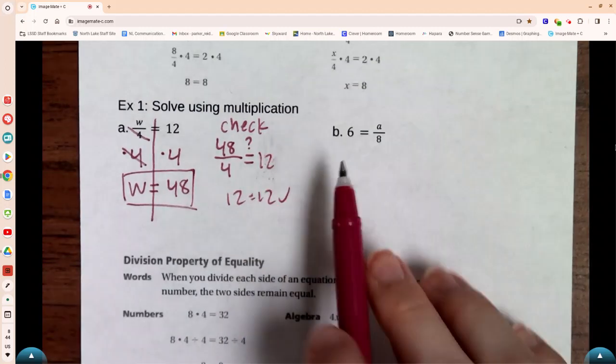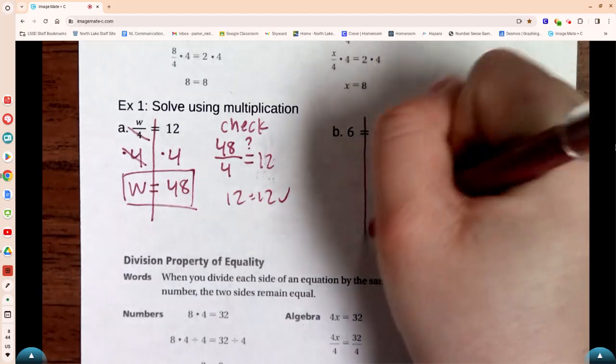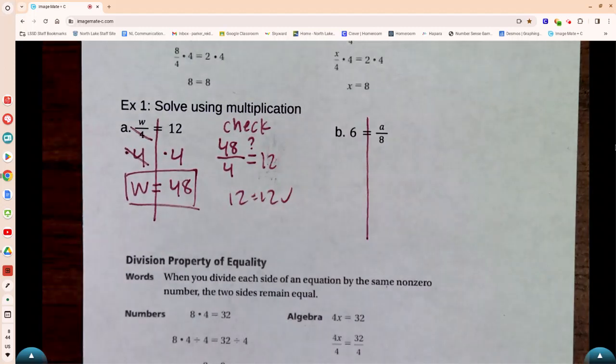All right, next one. 6 equals a over 8. Step 1, draw my line to separate the two sides of the equation. Which side should I focus on, the left or the right? Natalie? Why?